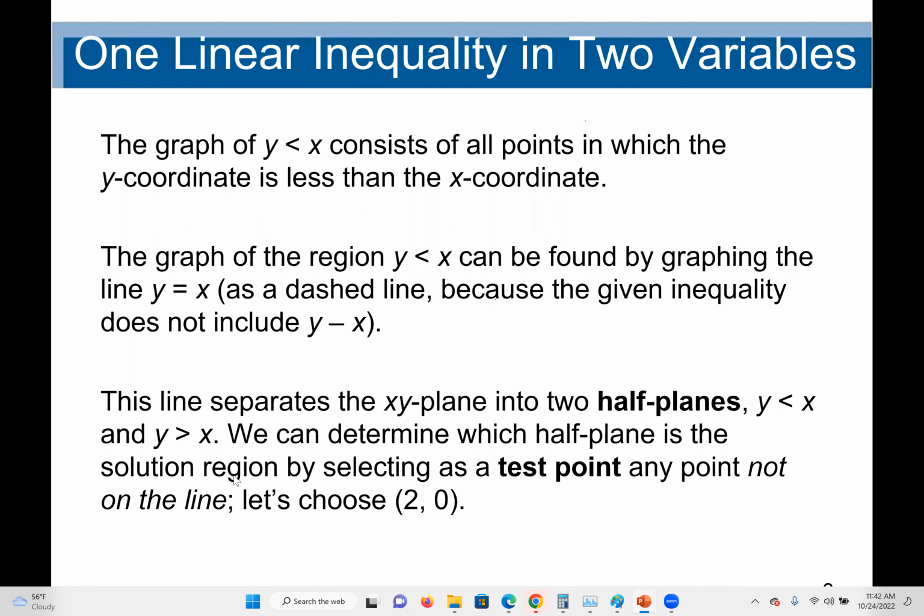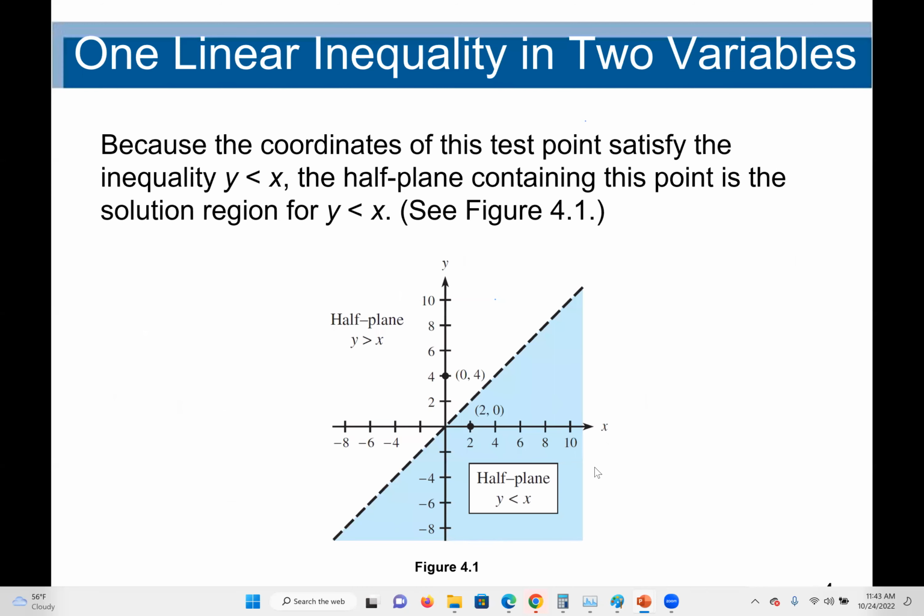Now, if we know that, we can determine which half plane is the solution. So for example, we may take any point within the two areas and see if it will meet the condition given here, y is less than x. So that's called a test point. So we can determine which half plane is the solution region by selecting as a test point any point not on the line. So here, let's choose 2,0. So this is the solution here.